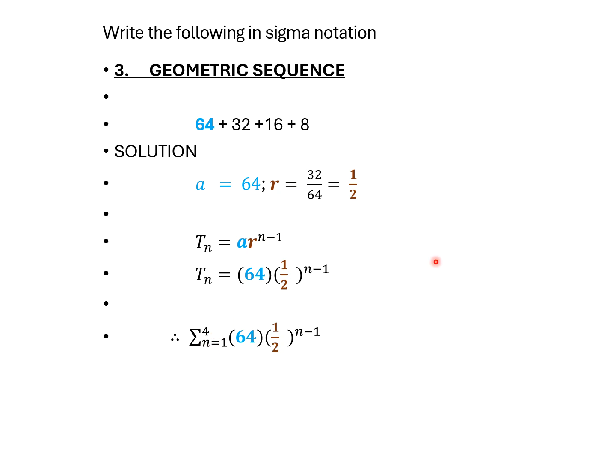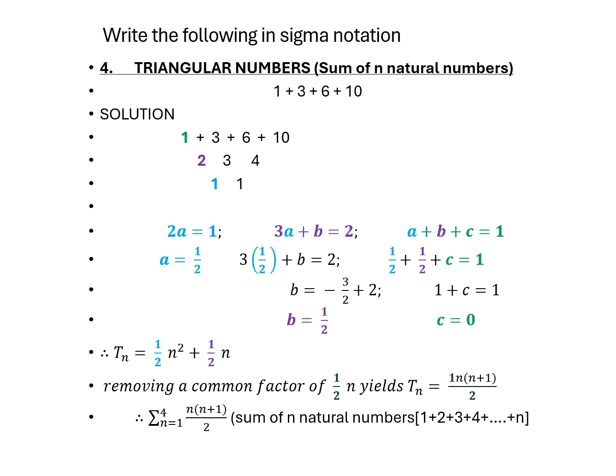All right, let's look at another problem. Write the following in sigma notation. So we have what we call triangular numbers, or the sum of n natural numbers. So I have 1 plus 3 plus 6 plus 10 given. Right, 3 minus 1 gives me 2, 6 minus 3 gives me 3, 10 minus 6 gives me 4. So it will continue being 2, 3, 4, 5, 6, 7, 8 going on. So that's why we say sum of n natural numbers, right? Triangular numbers. If I say 3 minus 2, 1, 4 minus 3, 1.